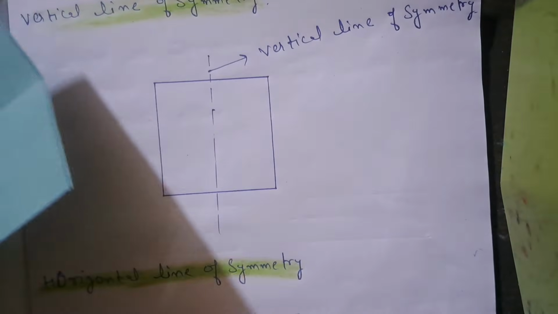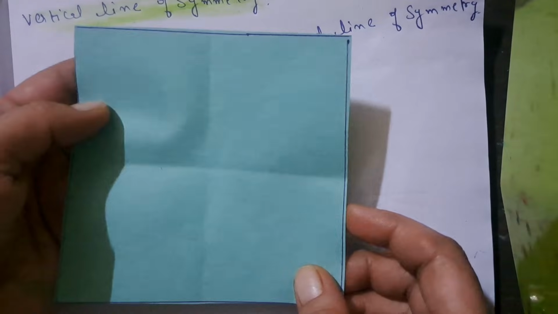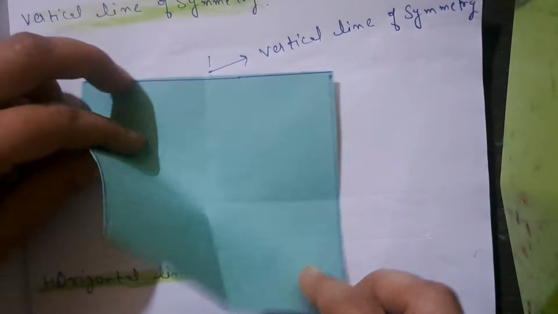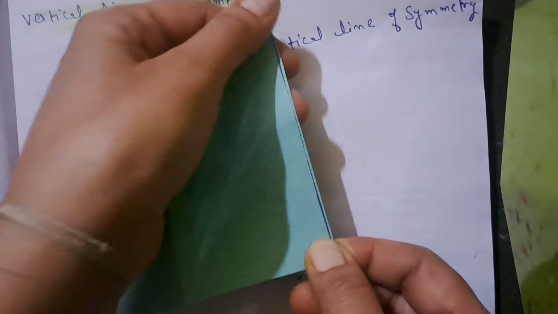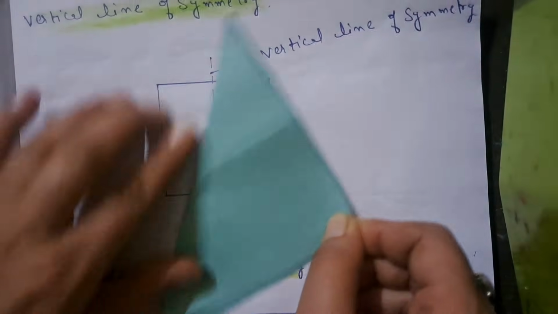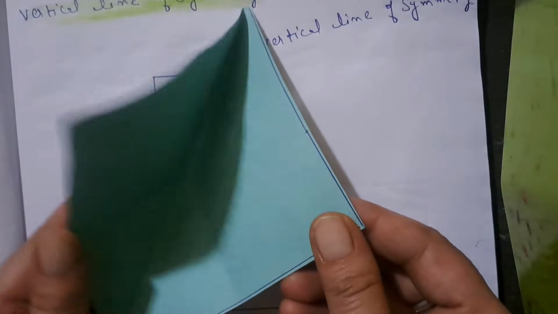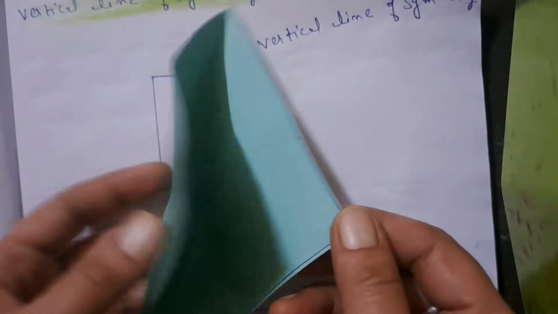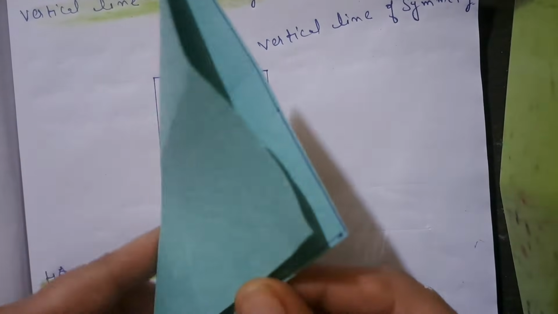Okay, now let's see third, diagonal line of symmetry. Now fold the square into two equal halves diagonally. Fold it diagonally. Can you see it? Now I have folded it diagonally. Can you see it? This is diagonal line of symmetry, and both the halves exactly match each other. So this is a diagonal line of symmetry.